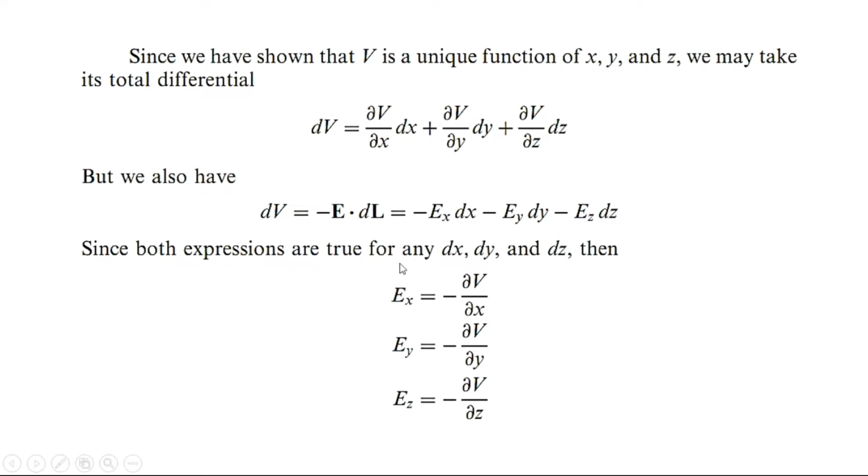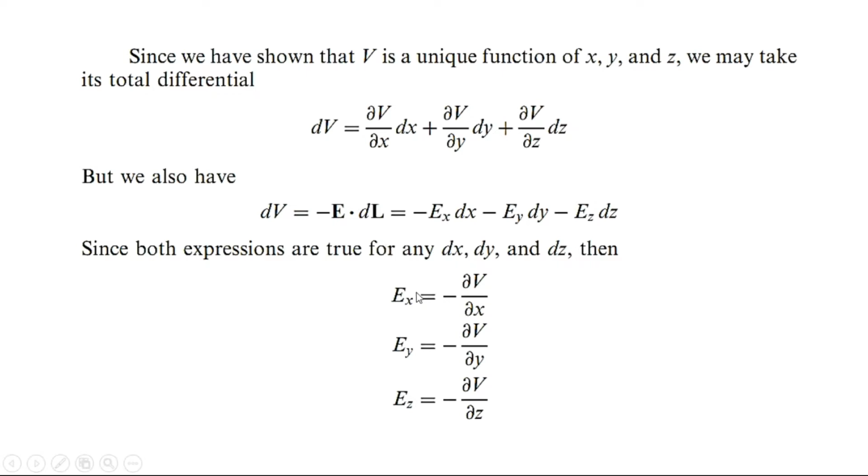Since both expressions are true for any dx, dy and dz, if we look at this expression, partial V by partial x represents the rate of change along the x direction. It actually represents the slope, and dx represents the change. So the total change in V along the x direction, along the y direction, along the z direction, and if this slope is maximum, it will give us the gradient: the maximum change in V along x, along y, and along z.